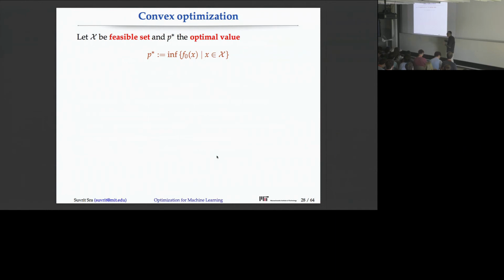The optimal value, this notation is common to what you'll find in Boyd's book, so I'm using that notation. So once you look back at that book, you'll make a connection. So the optimal value of your optimization problem, we'll call it P star. P star is a mnemonic for the primal optimal value.